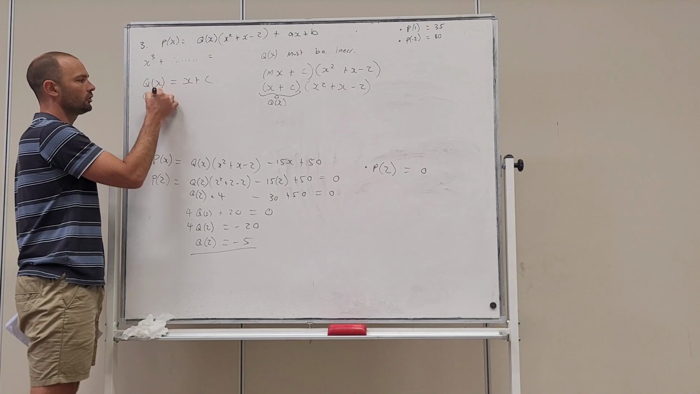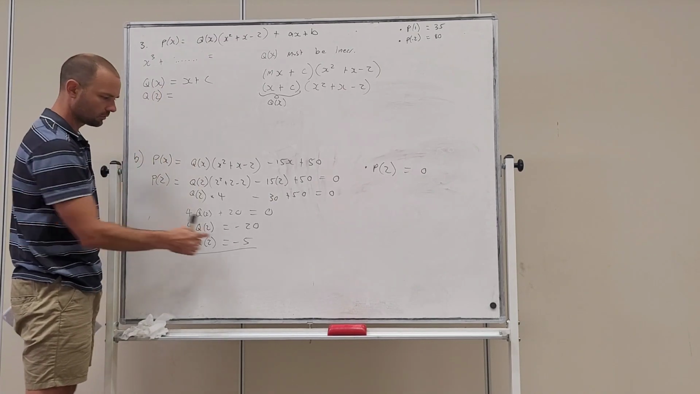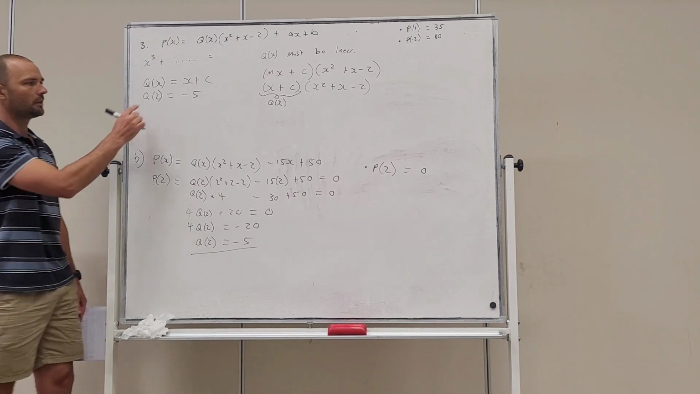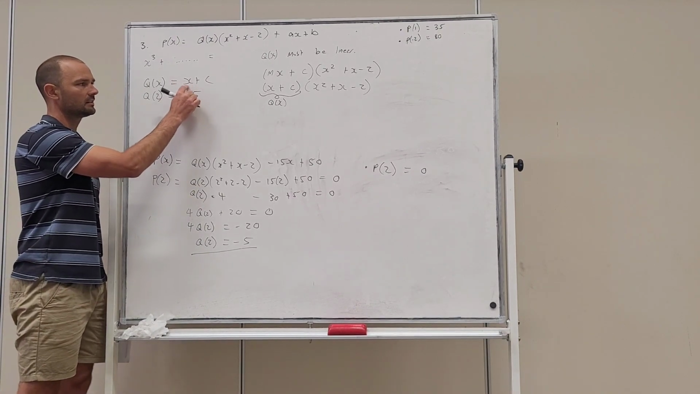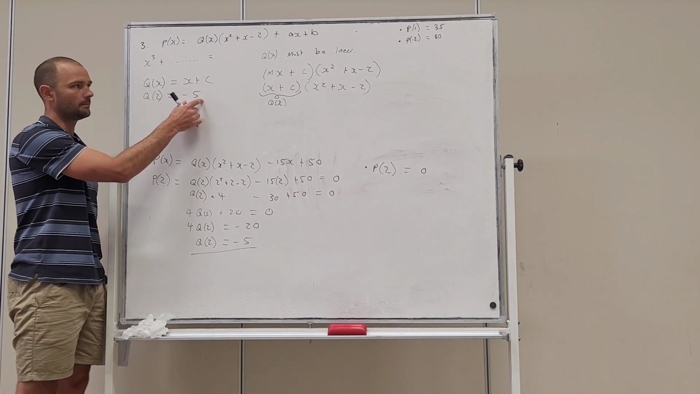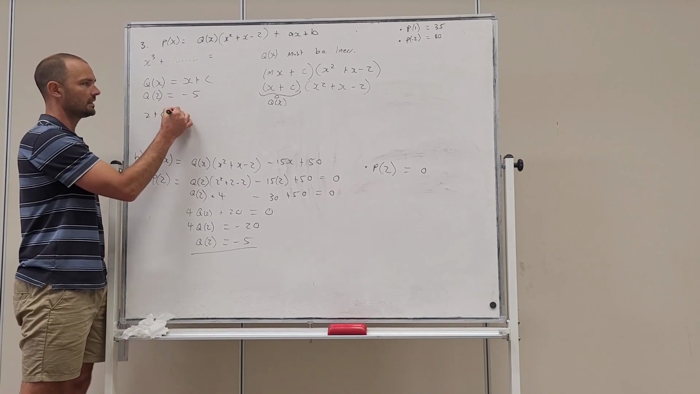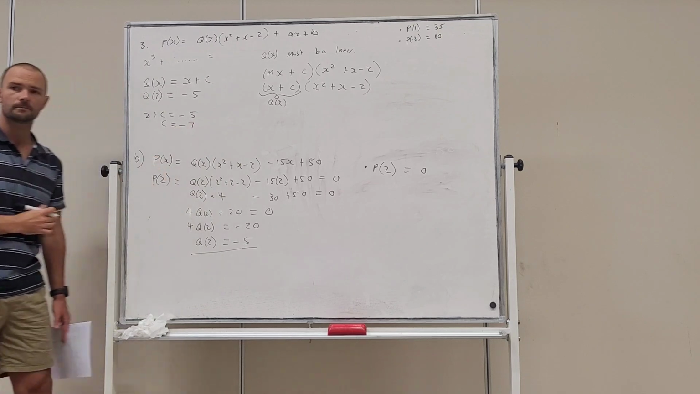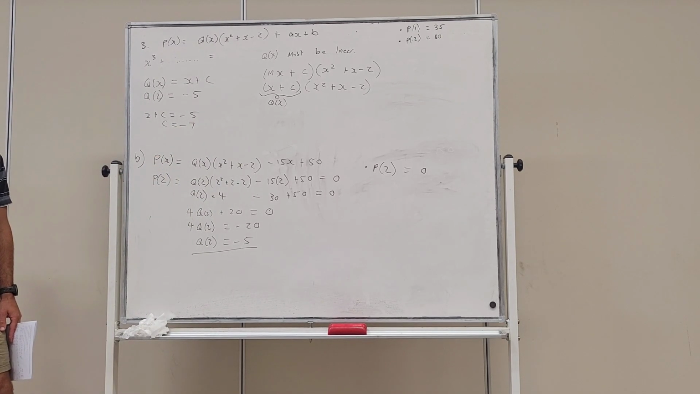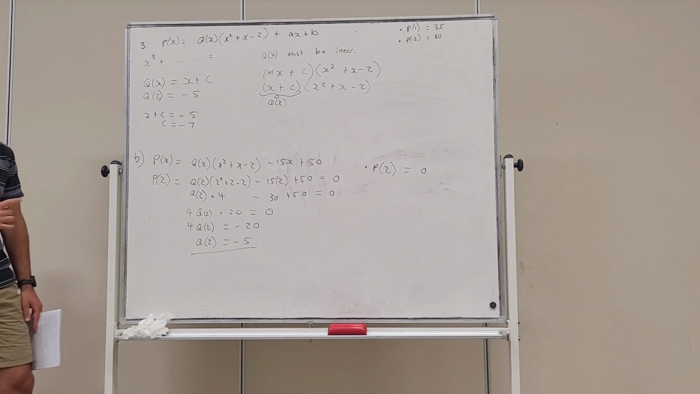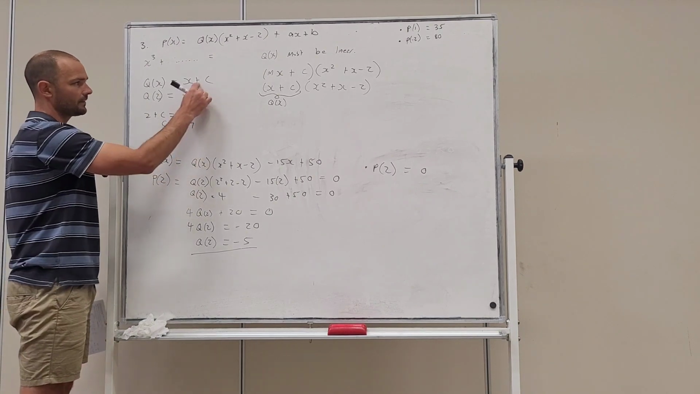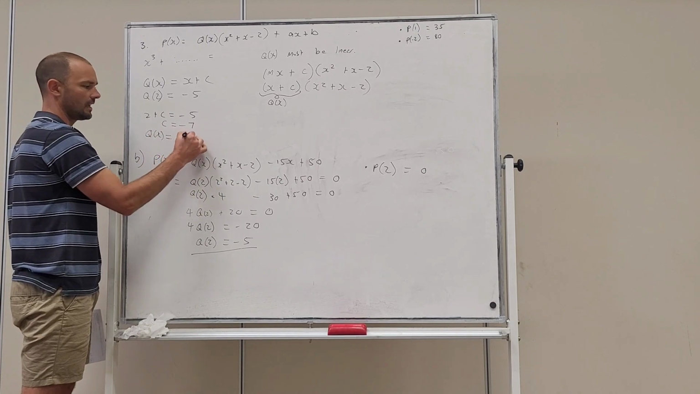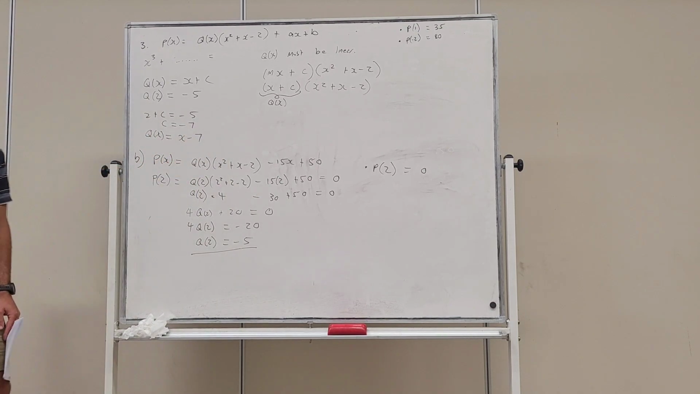And we have q of 2 is equal to minus 5. So when I put the number 2 into here, it's going to equal minus 5. So 2 plus c equals minus 5, and so we get c is minus 7. And if c is minus 7, therefore q of x is x take 7.